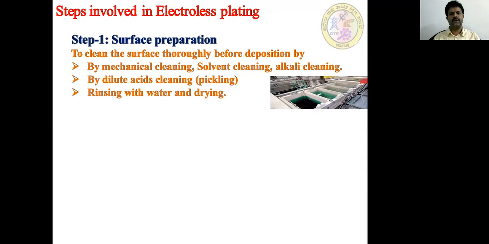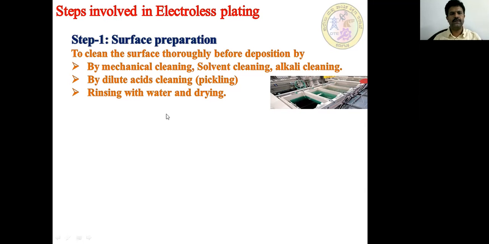So let's go through the steps involved in electroless plating. As we discussed in electroplating, whatever preliminary steps we used, the same steps I have to use here. Step one is surface preparation. That is nothing but the cleaning step. Before taking it for electroless plating, we must clean the surface of the substrate and remove any impurities present on the surface of the substrate.